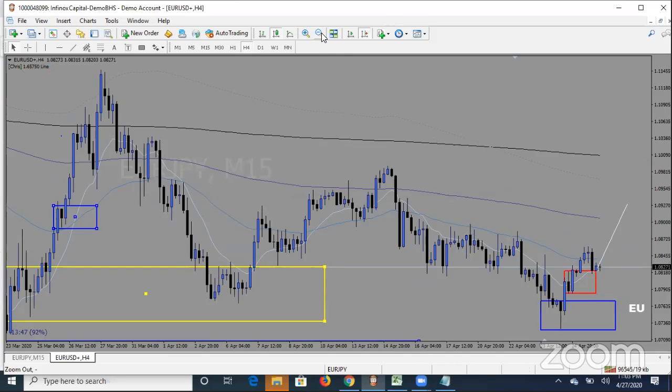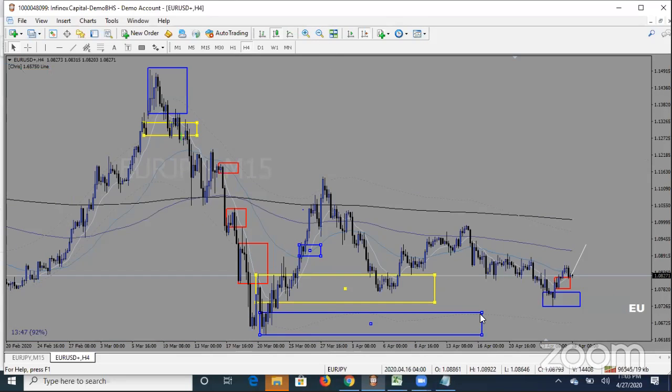Price came back to retest the breaker yet again here, and it's also giving us a reason to buy. So basically, that's how this strategy works.